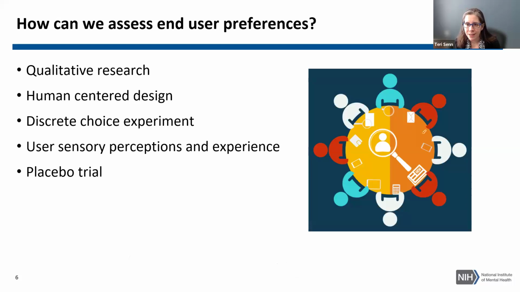I hope I've set the stage for why we should be thinking about end user preferences in product development. And now I'll switch to talking about how we might assess end user preferences. I'll talk about 5 ways that researchers have gone about this.